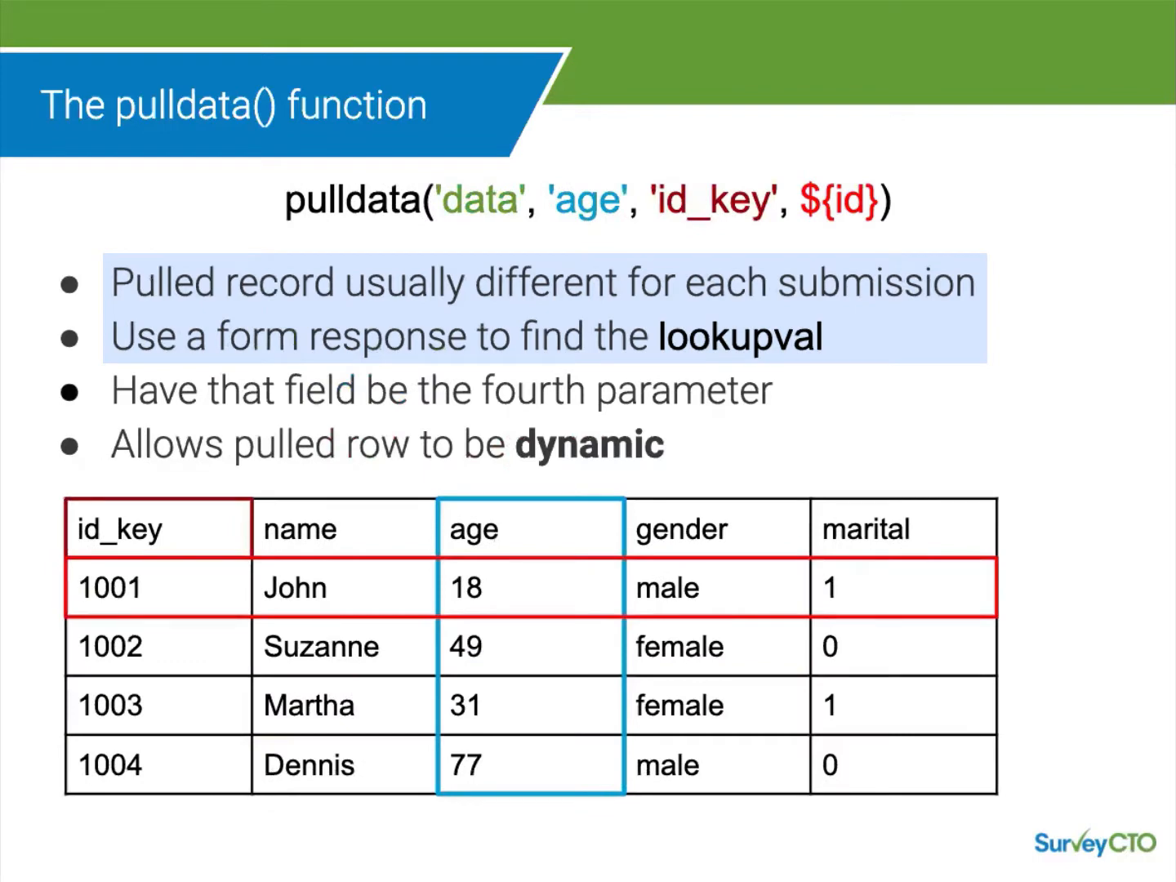Now, for the fourth parameter, which stores the record's unique identifier, you will almost always want to use a field instead of a literal answer. That way, the row you pull can be different for each submission.